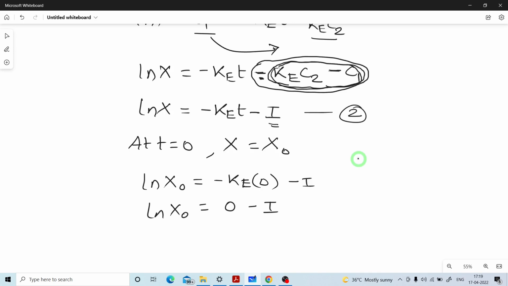From this, we will get the value of the integration constant. So the integration constant I will be equal to minus natural log of x0. What we have done is 0 minus I will be minus I, so the minus sign will go to the other side, to the logarithmic terms. So I will be equal to minus natural log of x0 over here. This is your equation number 3.